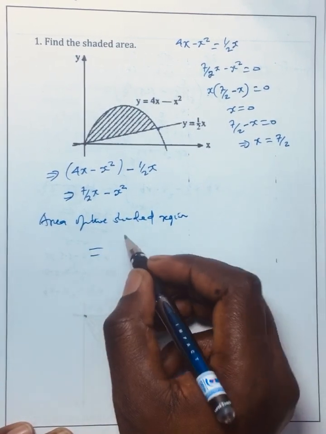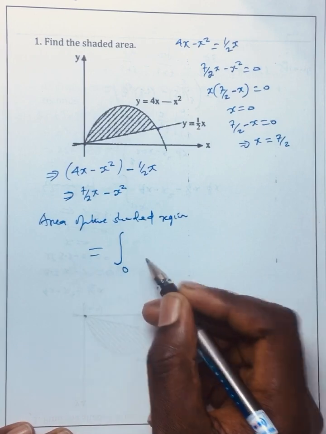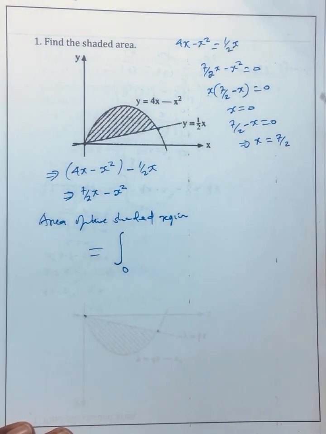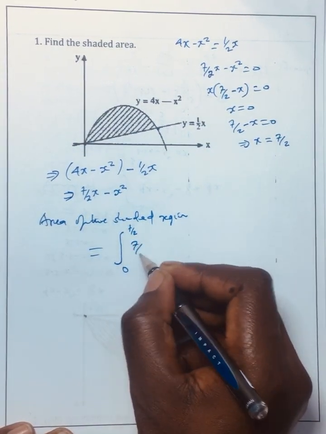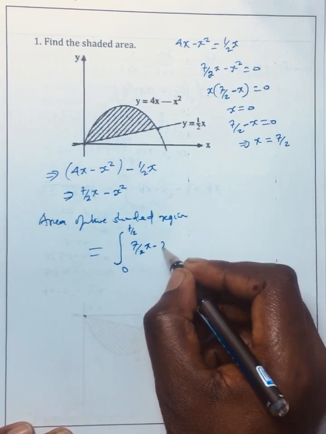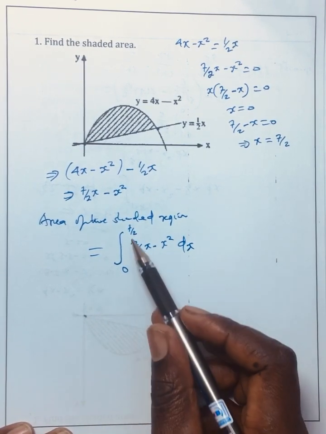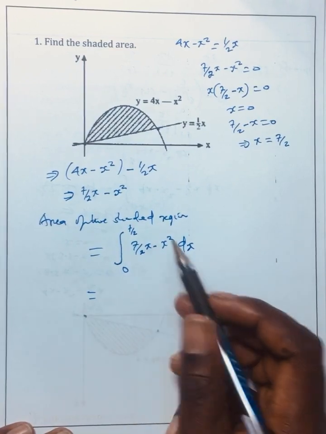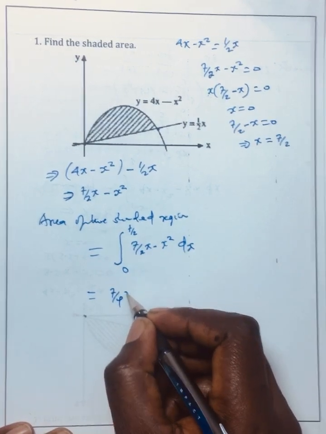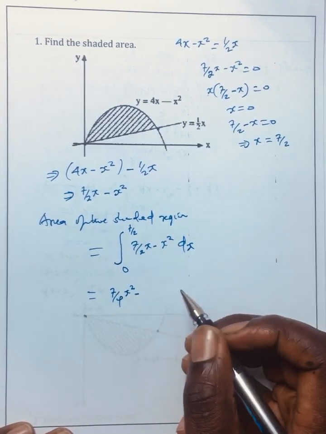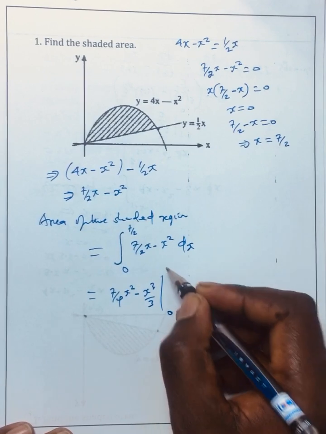is going to be given by the integration from this point. At this point, x is equal to 0 because it is at the origin, to this point where the value of x is equal to 7 over 2, of this particular expression, which is 7 over 2 x minus x squared with respect to x. So we're just going to integrate that, and then we get the value when x is 0 and when x is 7 over 2. If we integrate this, we're going to have 7 over 4 x squared minus x cubed over 3, and then the limits are 0 to 7 over 2.